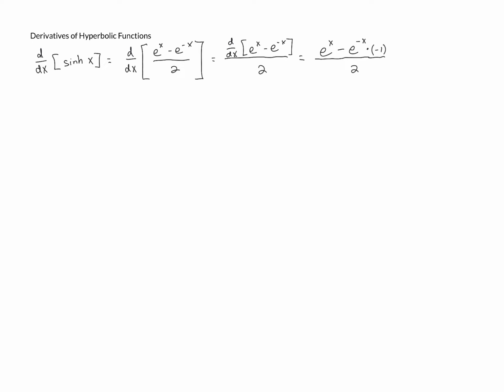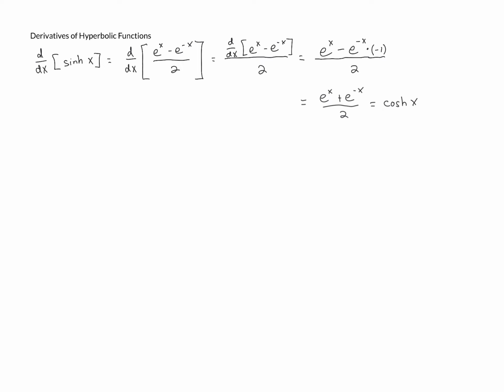all over 2. And what this negative 1 does is it changes this term from a negative to a positive because these two negatives cancel each other out. And so we end up with e to the x plus e to the negative x over 2, which hopefully you recognize as hyperbolic cosine of x. So the derivative of hyperbolic sine is hyperbolic cosine.